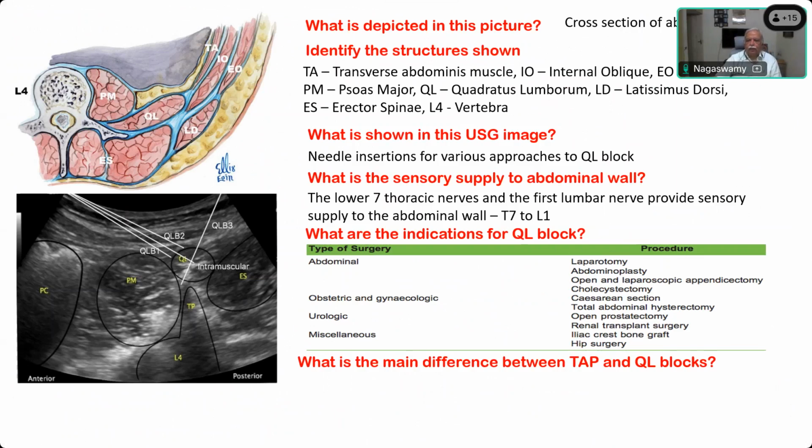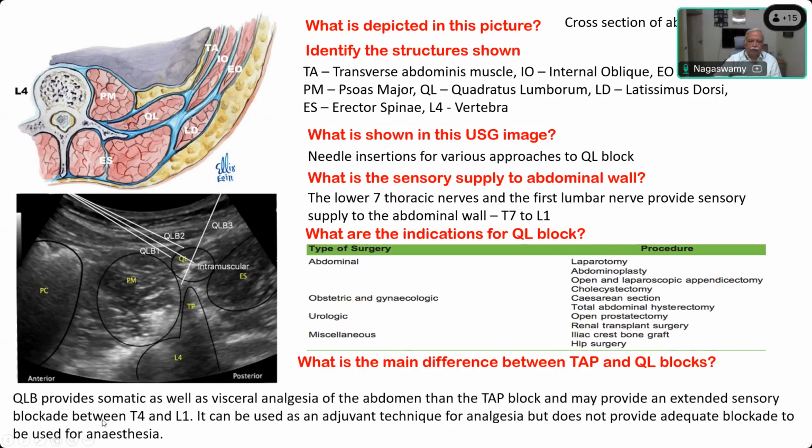by quadratus lumborum. Okay. So quadratus lumborum provides somatic as well as visceral analgesia of the abdomen, whereas TAP block may provide only somatic analgesia. Quadratus lumborum gives extended sensory blockade between T4 and L1. It can be used as an adjuvant. But quadratus lumborum per se cannot be used as a sole anesthetic for surgery. It can be only used as an adjuvant because it has an extensive coverage.